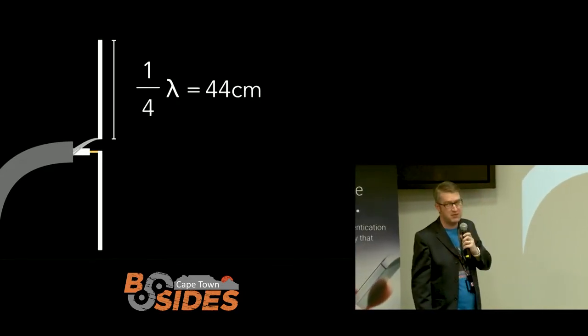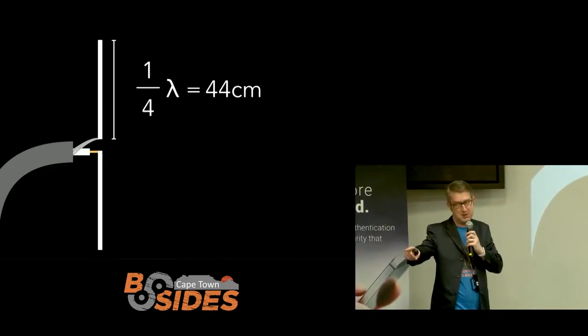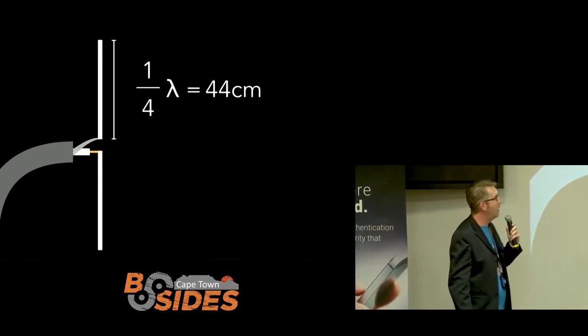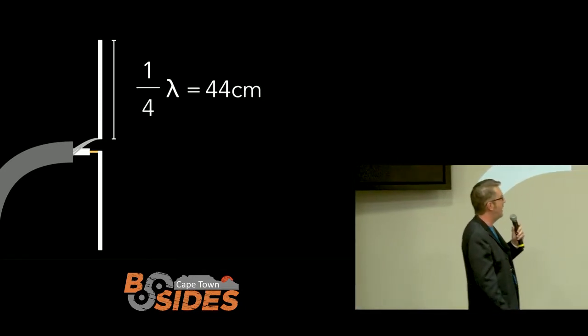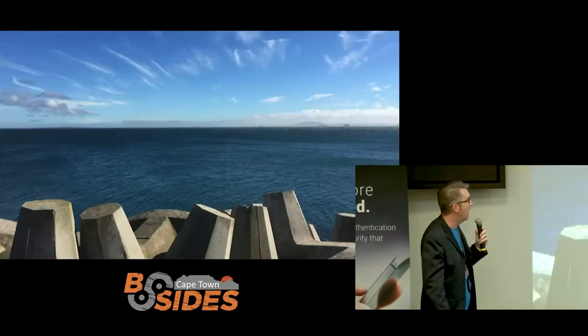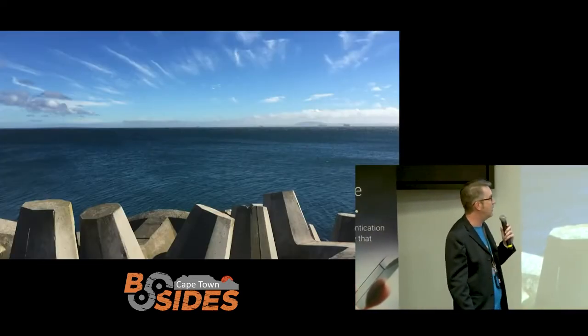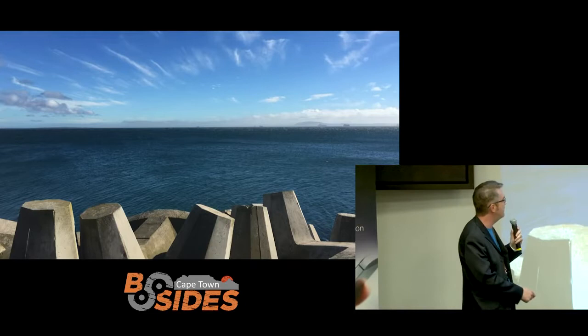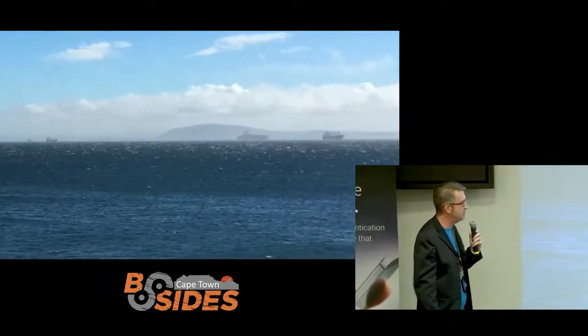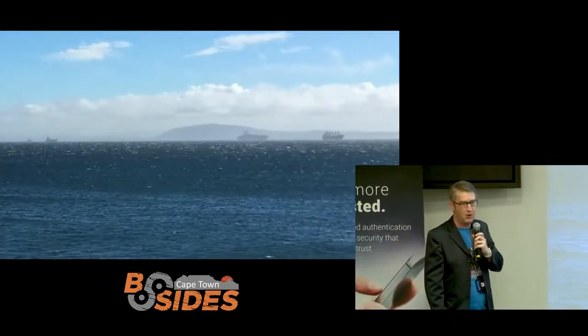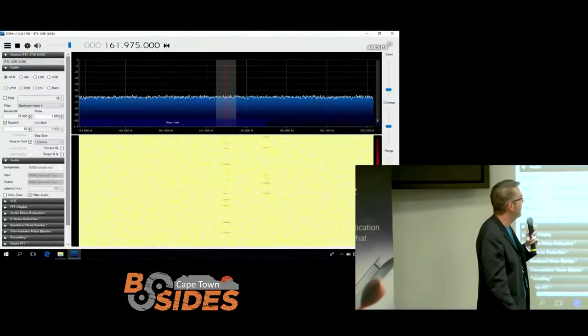Anyway, if you want to make an antenna for this, you'll need to, well, it's probably wrong now, but anyway. I went and did this, and I made 44 centimeter dipoles. So I was down at, why do I keep wanting to say Camps Bay? This is down by the V&A waterfront. And if you look out there, there are ships out there. So we can figure out where they are, what they're doing.